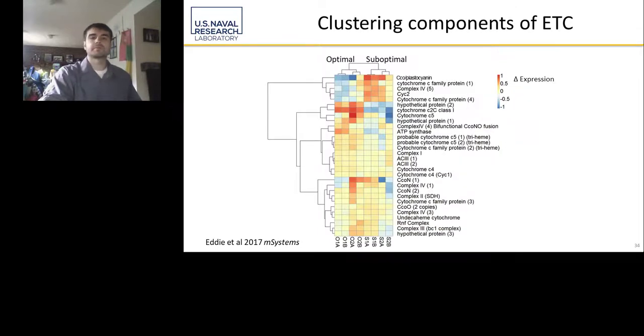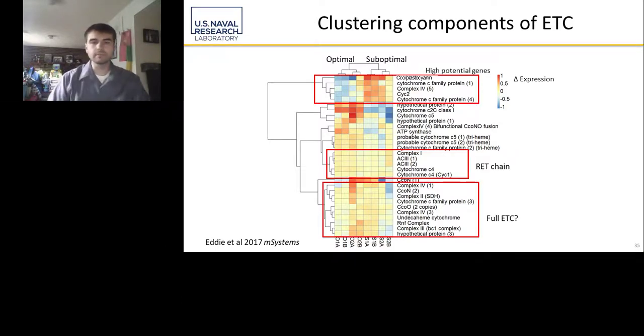So we can also go through and look at individual chunks of the electron transport chain and look at how they change their expression depending on what potential the community is grown at. And so we see a few groups here where at the top we have genes that are more highly expressed at the higher potential, or the suboptimal potential. And then down at the bottom, we have some genes that are more highly expressed at the optimal potential.